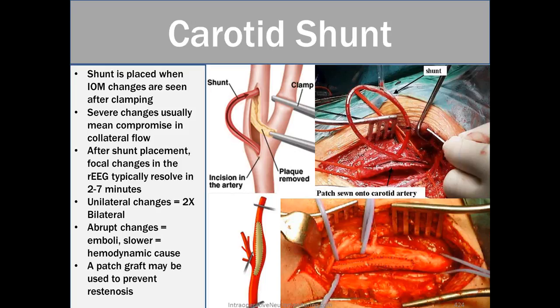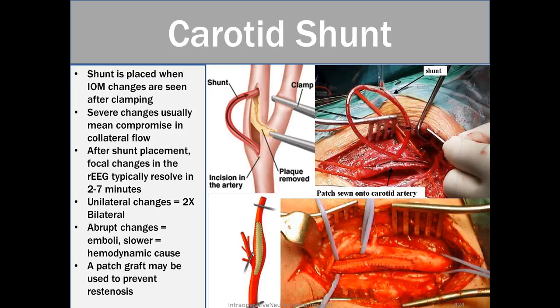Unilateral changes happen twice as often as bilateral changes, but you can have bilateral changes after they clamp an artery, because this is not an emboli that's breaking off and going somewhere downstream. This is the downstream blood flow, and usually when people have a stenosis in one carotid, they probably have it in a lot of other major vessels. So depending on how this person's brain has adapted to those levels of stenosis, they may be very reliant upon that artery that is now being clamped by the surgeon. And that might be true for both the ipsilateral and contralateral side.